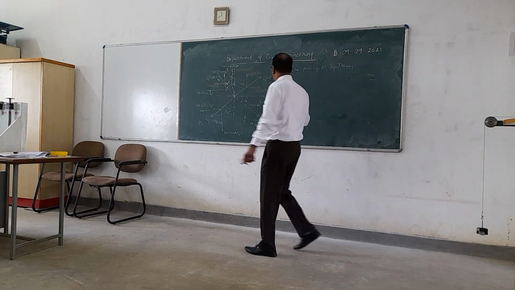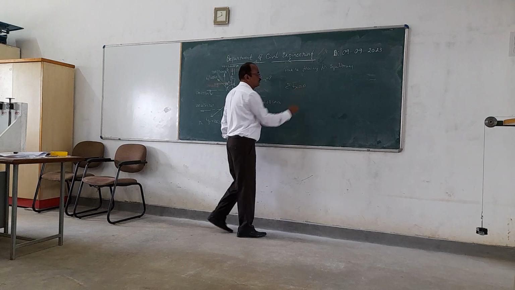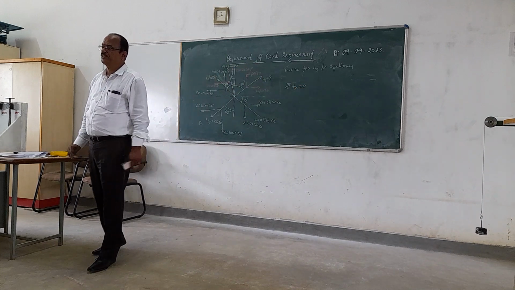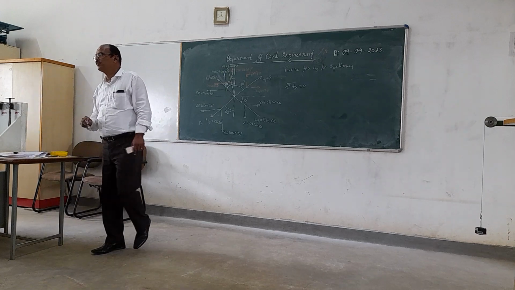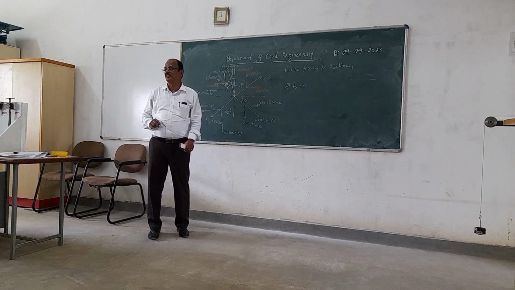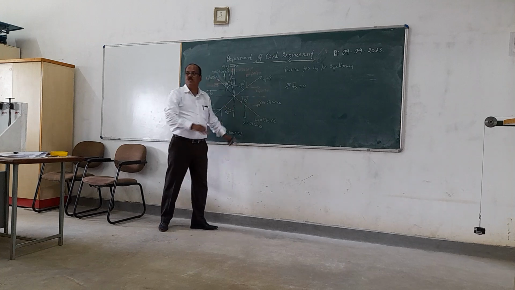We have two conditions. One of them is that sigma F of x must be equal to 0. For equilibrium of a concurrent force system, how many conditions of equilibrium are there? Two: sigma F of x equal to 0 and sigma F of y equal to 0. Now we shall go for the first condition. What are the sum of all the x components?